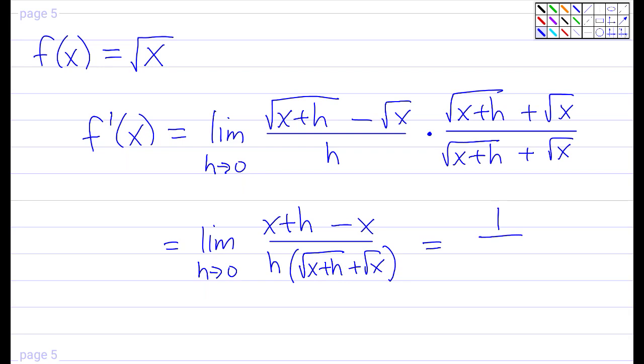1 over 2 root x. This quantity becomes root x. This is also root x. I just get 2 root x. That's my derivative of the square root of x.